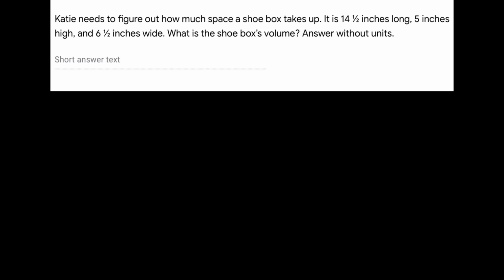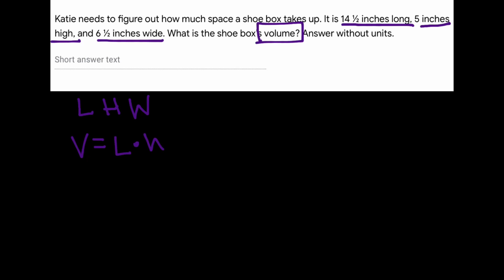Katie needs to figure out how much space a shoebox takes up. It is 14 and 1/2 inches long, 5 inches high, and 6.5 inches wide. So they gave us length, they gave us height, and they gave us width. What is a shoebox volume? We know that volume equals length times width times height.